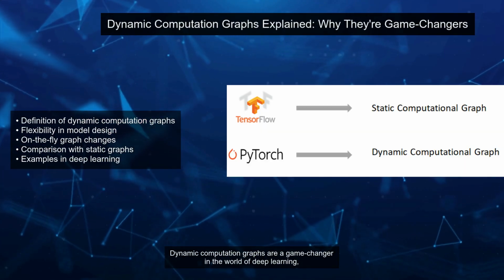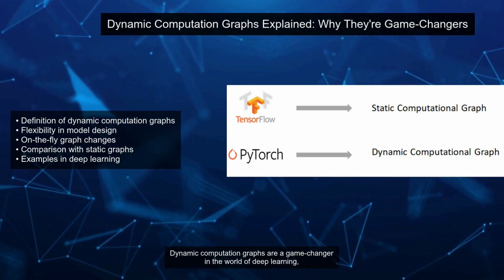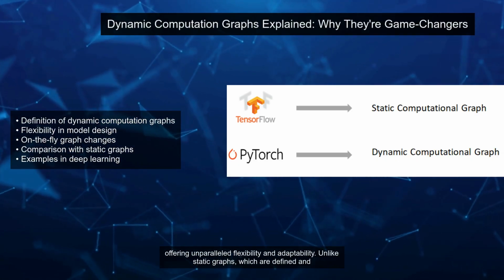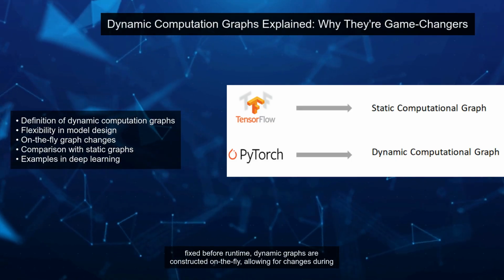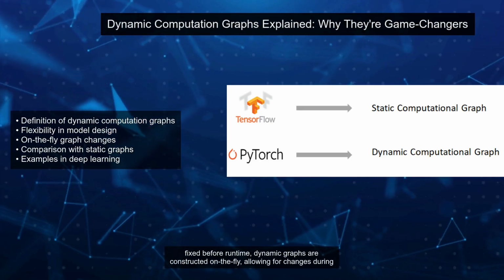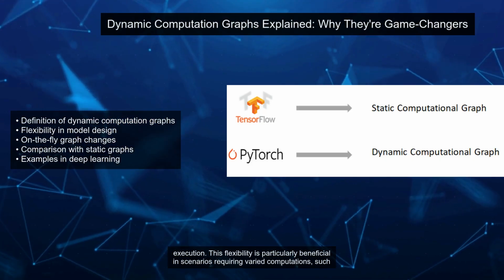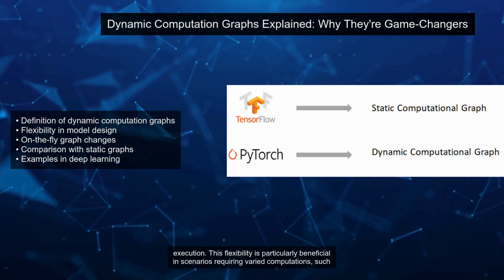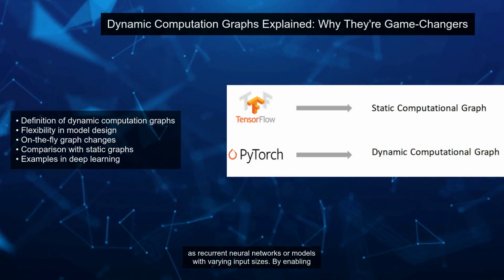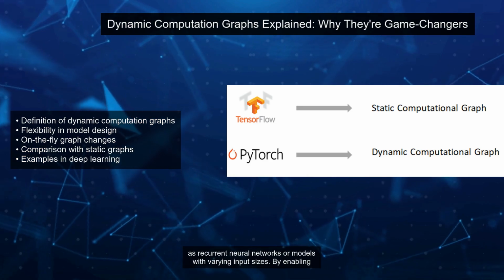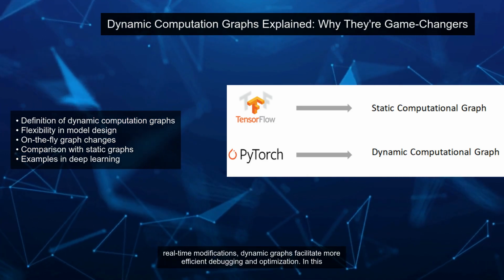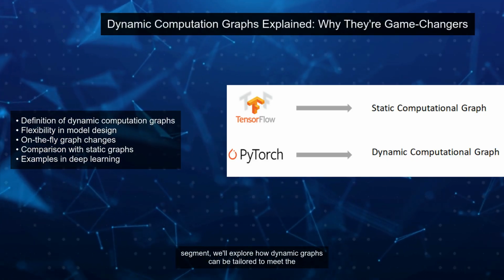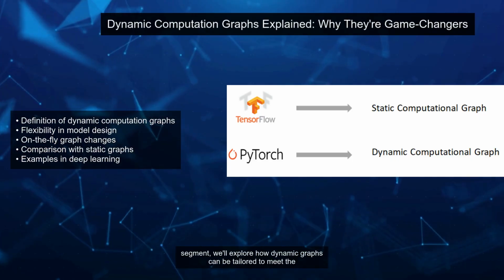Dynamic computation graphs are a game changer in the world of deep learning, offering unparalleled flexibility and adaptability. Unlike static graphs, which are defined and fixed before runtime, dynamic graphs are constructed on the fly, allowing for changes during execution. This flexibility is particularly beneficial in scenarios requiring varied computations, such as recurrent neural networks or models with varying input sizes. By enabling real-time modifications, dynamic graphs facilitate more efficient debugging and optimization.